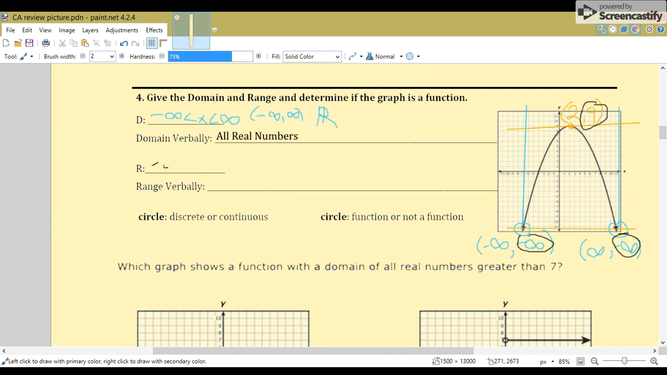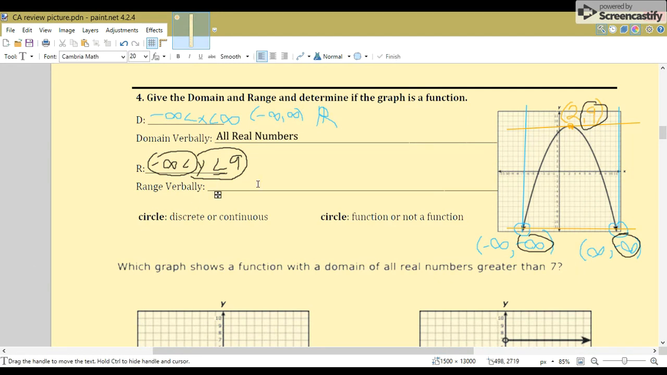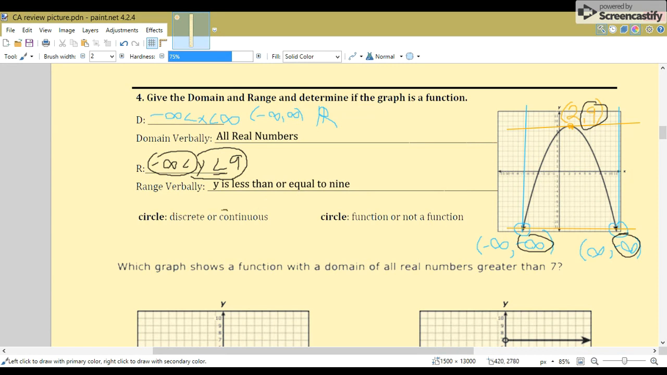So the range, we have negative infinity less than y less than or equal to 9. Now you're not going to see this part right here. What you're going to see is y is less than or equal to 9. So your range verbally is y is less than or equal to 9. This is contiguous because it has at least one curve or line. It is a function because it passes the vertical line test. No x's repeat.